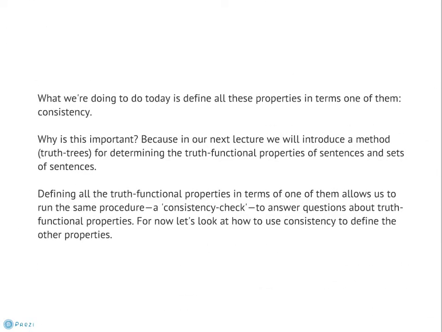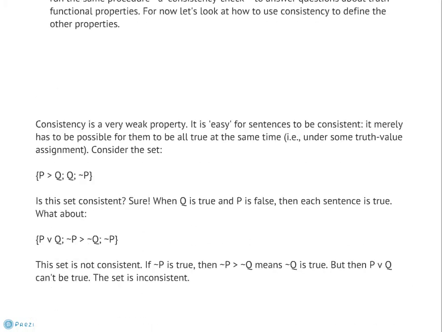So what we're going to do today is define all these properties in terms of one of them, consistency. Why is this important? Well, in our next lecture, we're going to introduce a method called truth trees for determining truth functional properties of sentences and sets of sentences. And defining all the truth functional properties in terms of one of them allows us to run the same procedure, a consistency check, to answer questions about truth functional properties. For now, let's look at how to use consistency to define the other properties.